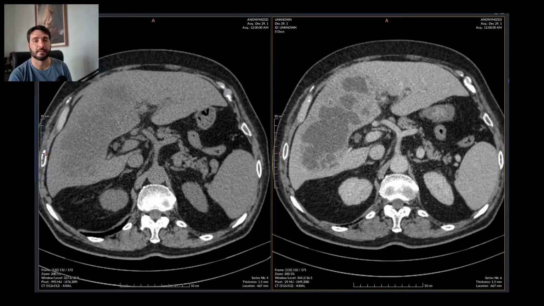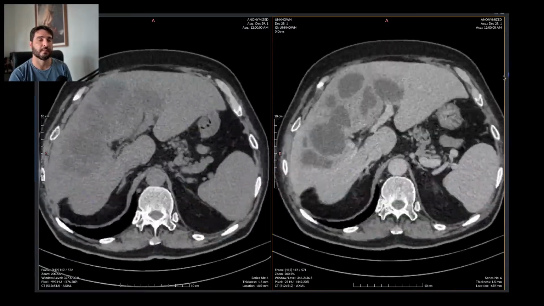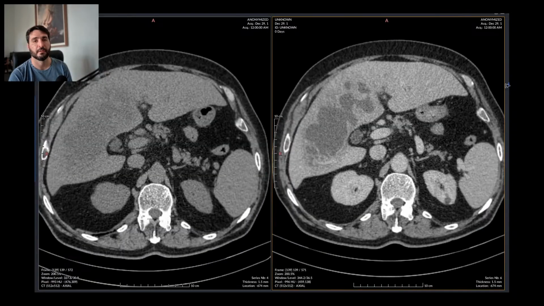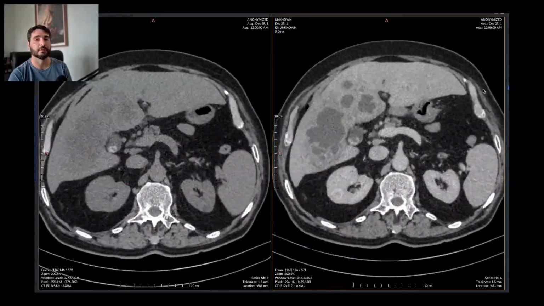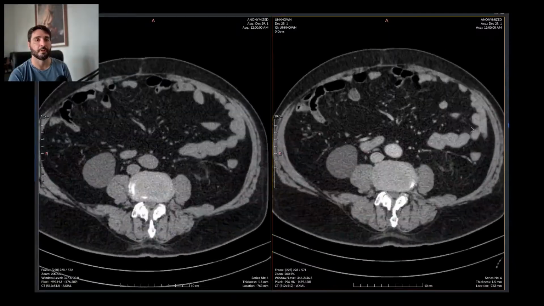So this is it. This is a liver abscess, also a gallbladder stone in an elderly patient with jaundice, fever, and right-sided abdominal pain.